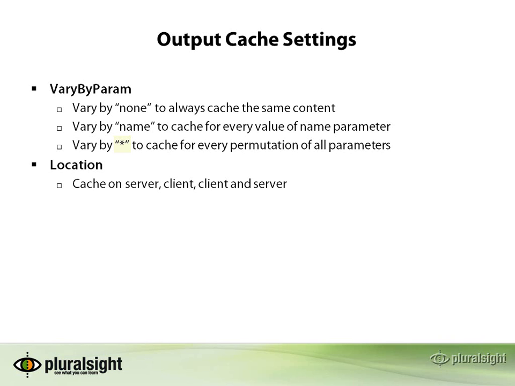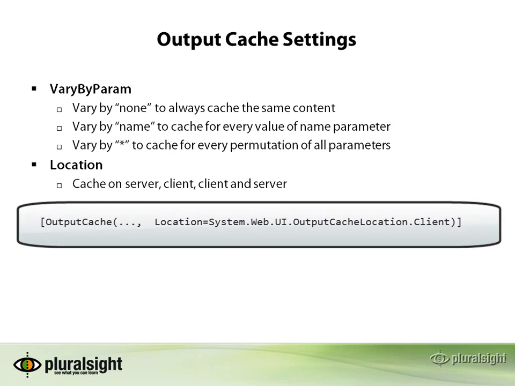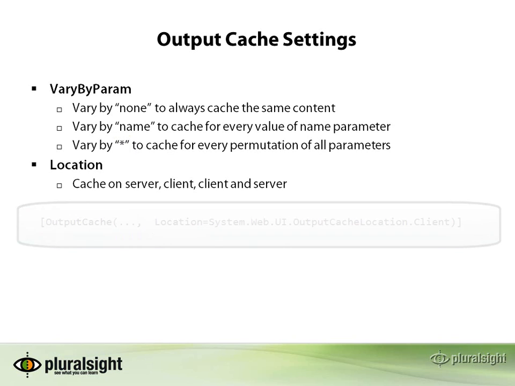You can also set the cache location. The default value here is Any, meaning it will cache on the server, and the client can also cache the result. You can be very specific and say that the result should only be cached on the server, or on the client, or on proxy servers in between.